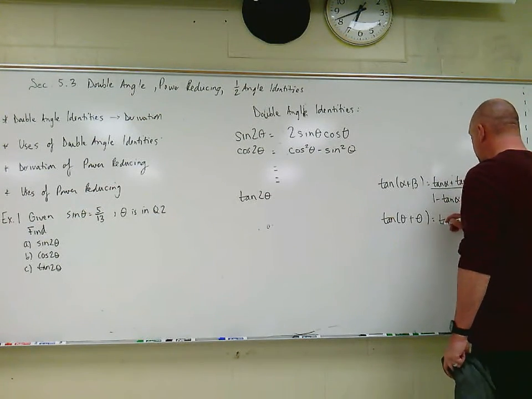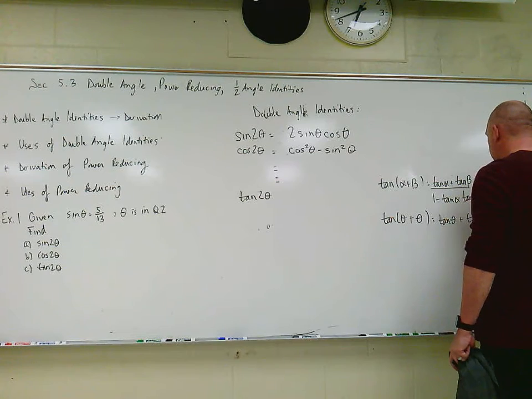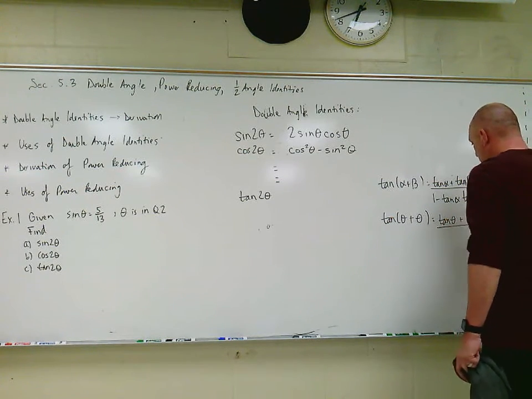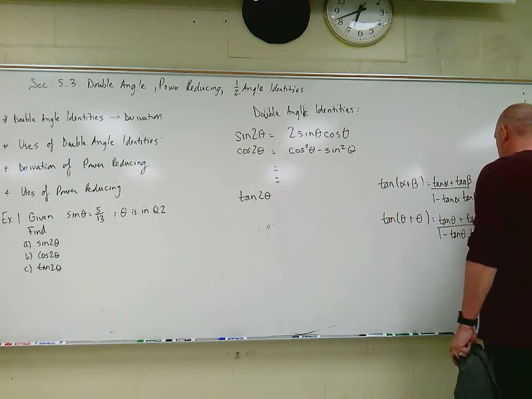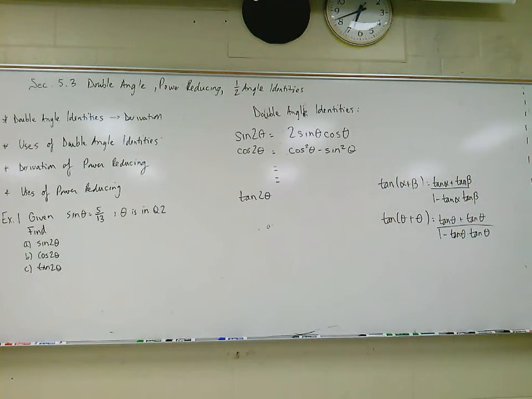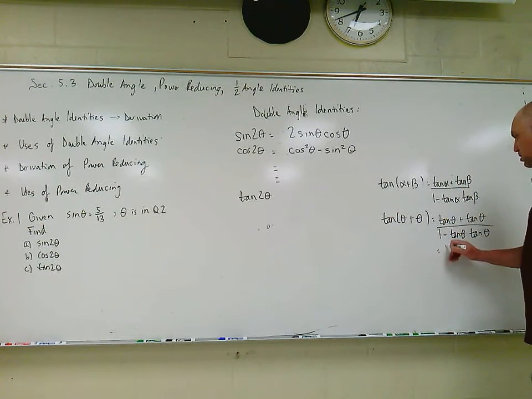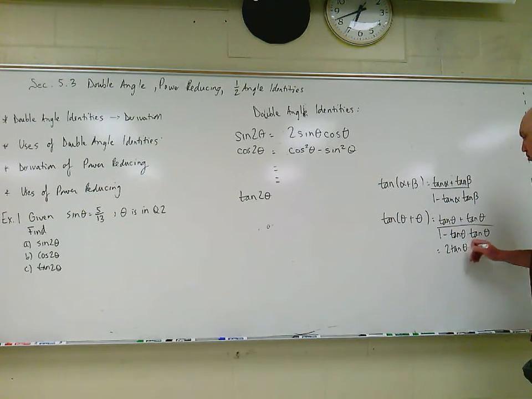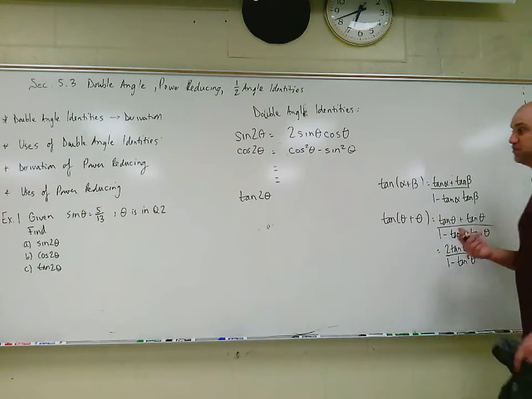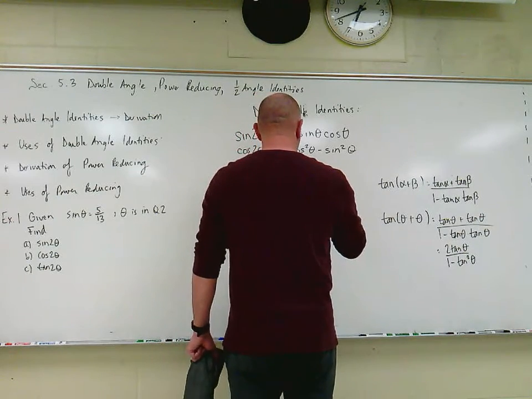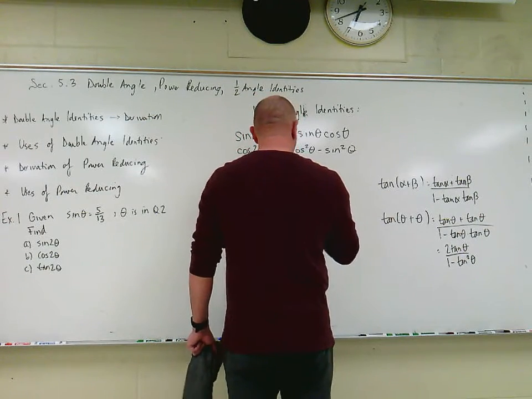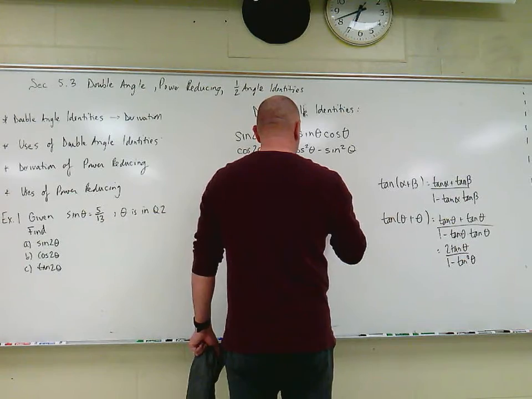Okay, so it's tan theta plus tan theta over 1 minus tangent theta times tangent theta. Okay, so the numerator becomes what? Yeah, 2 tan theta. The denominator is 1 minus tangent squared theta. That's it. That's your double angle identity for tangent. 2 tan theta over 1 minus tangent squared theta.